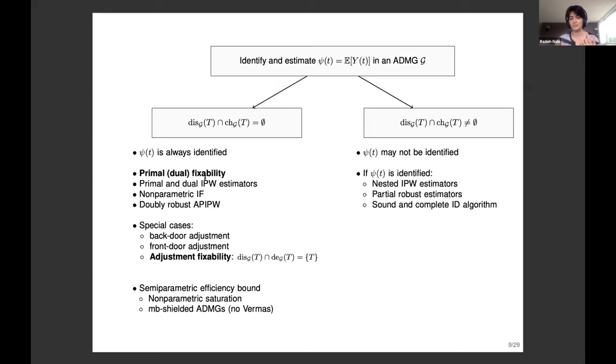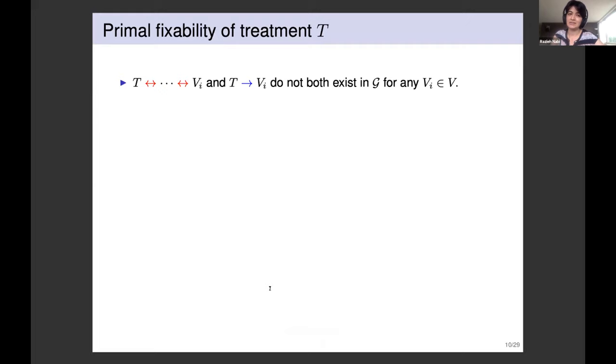My talk is mostly focused on primal fixability. I'm just going to talk about efficiency results a little bit too. So let's describe what primal fixability means one more time. Primal fixability says that the treatment shouldn't have any bidirected path to any of its children. This bidirected path is basically formed from the district. So the district of the treatment and the children of the treatment shouldn't intersect.